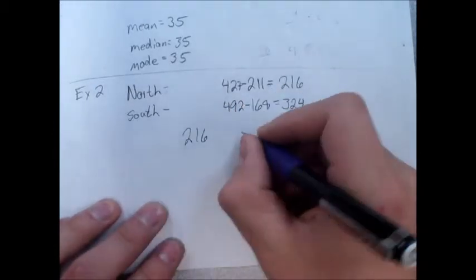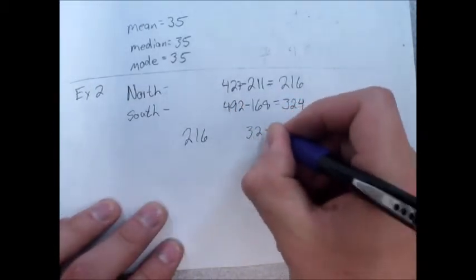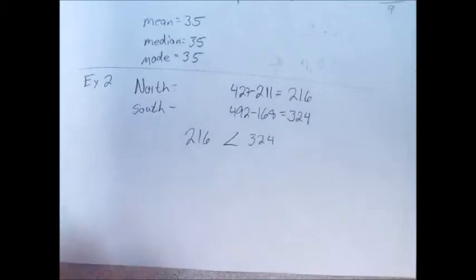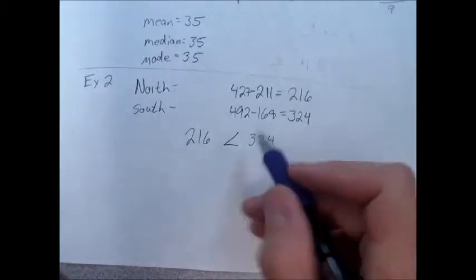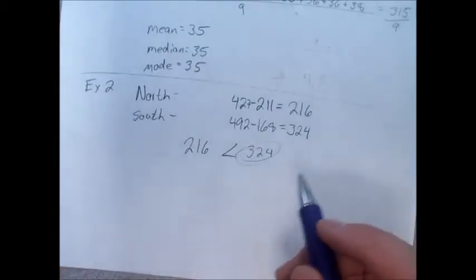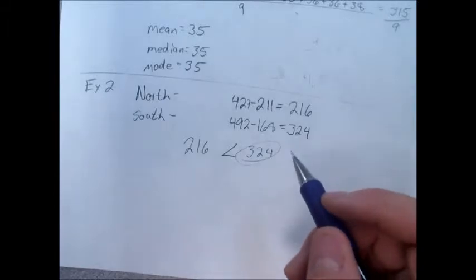So now I have to compare the two. 216 is what to 324? It is less than 324. So there you go. To answer the question, we have to make sure that we specify which one is the greatest. So it says, does the north or south have the greater range? So who has the greater range? South. The south has the greater range.